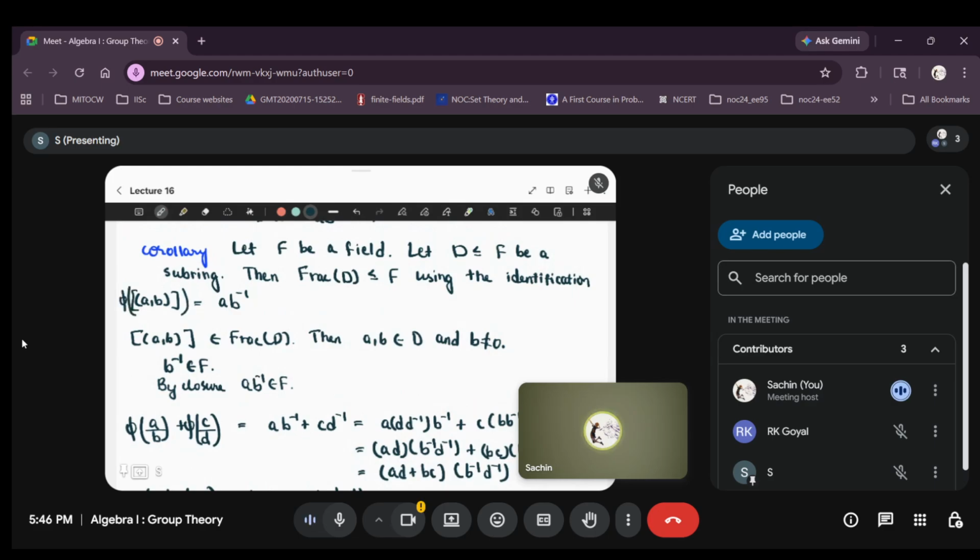Instead of this identification, I'll write it is an isomorphism. Yeah, I'll change. No, an isomorphism from frac D to a subset of F, a subfield of F.